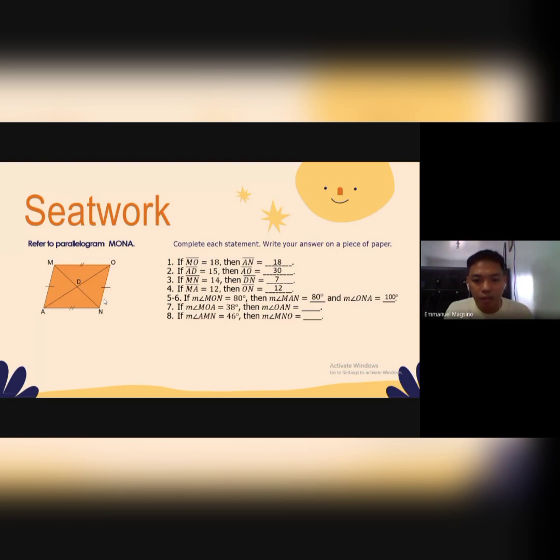Next, if measure of angle MOA is 38 degrees, ilan yung measure of angle OAN? So nasan yung po yung MOA? MOA. So itong angle na po ito. So ilan yung OAN? OAN. So itong angle na to. So kung 38 po ito, 38 degrees. So, yung measure po ng OAN ay equal din sa 38 degrees.